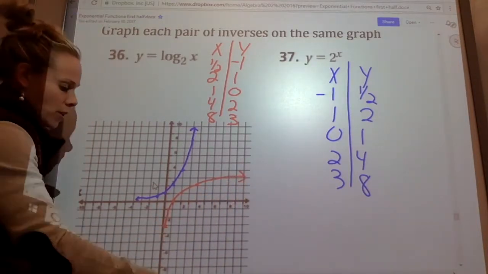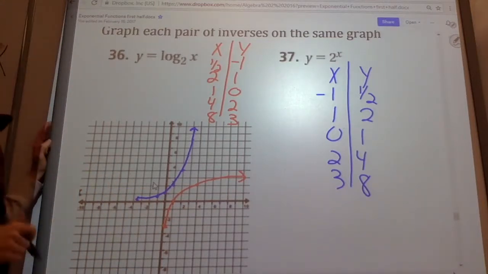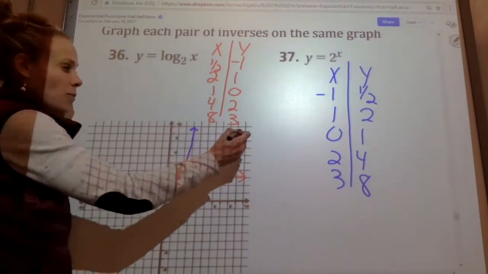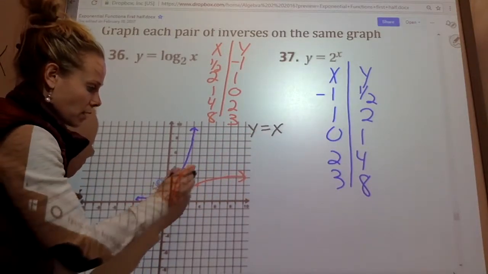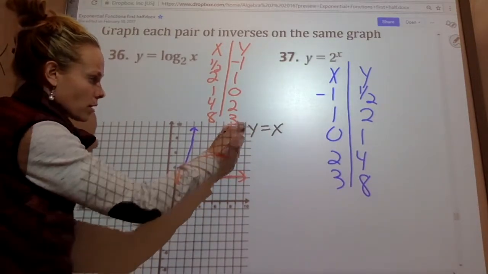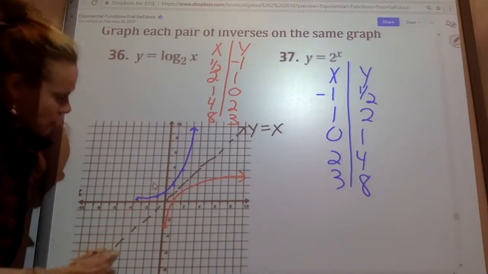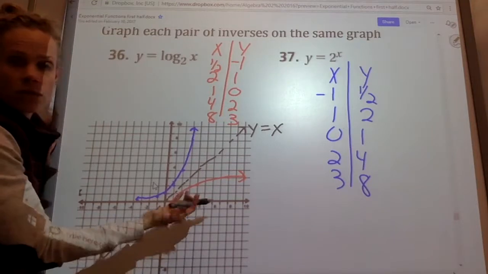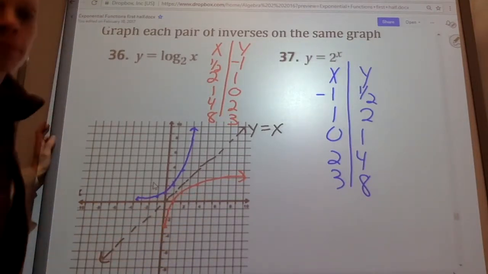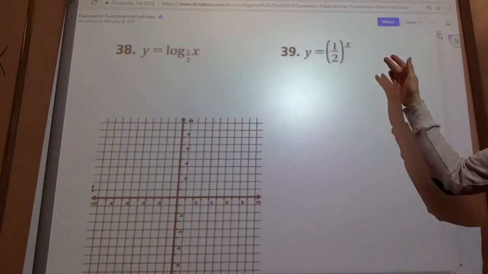And what I want you to notice, when we studied inverse functions, if I sketch that y equals x line, remember that? This should be an inverse over that line. And you can see that. So you can see that this blue reflected over that line and we get the inverse function. So again, these two are inverses of each other.